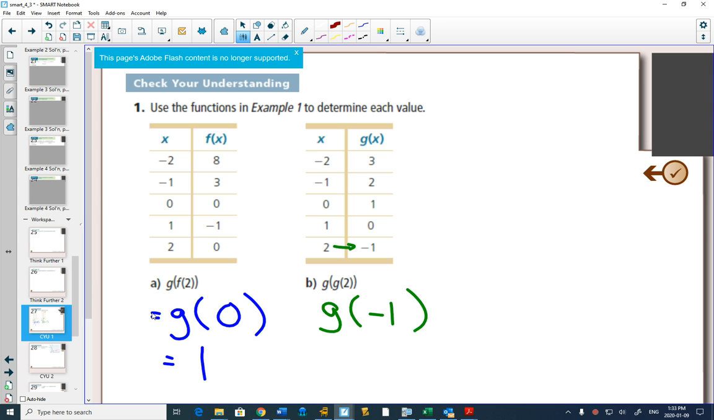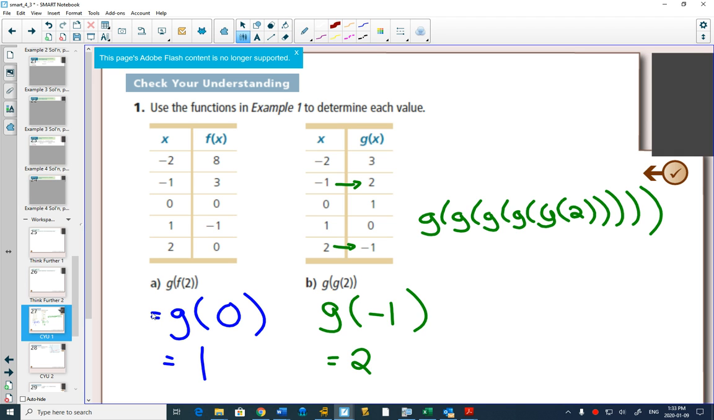And now a negative 1 goes into another g function. What comes out? Out comes a 2. You can have questions like that, right? Negative 1, then it becomes a 2, then it's back to a negative 1, then back to a 2, then back to a negative 1. You can do it over and over again, and have a lot of them if you wanted to.